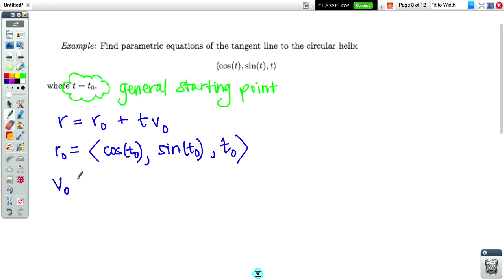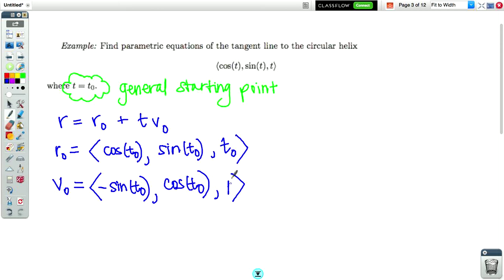Now I need a tangent vector. So in order to get a tangent vector to this particular point, I'm just going to differentiate component, component, component. So the derivative of cosine of t sub 0 is negative sine, evaluated at that same point. Derivative of sine is positive cosine, evaluated at that same point. And then the derivative here of just t, evaluated at t sub 0, is just 1. So there's our tangent vector.